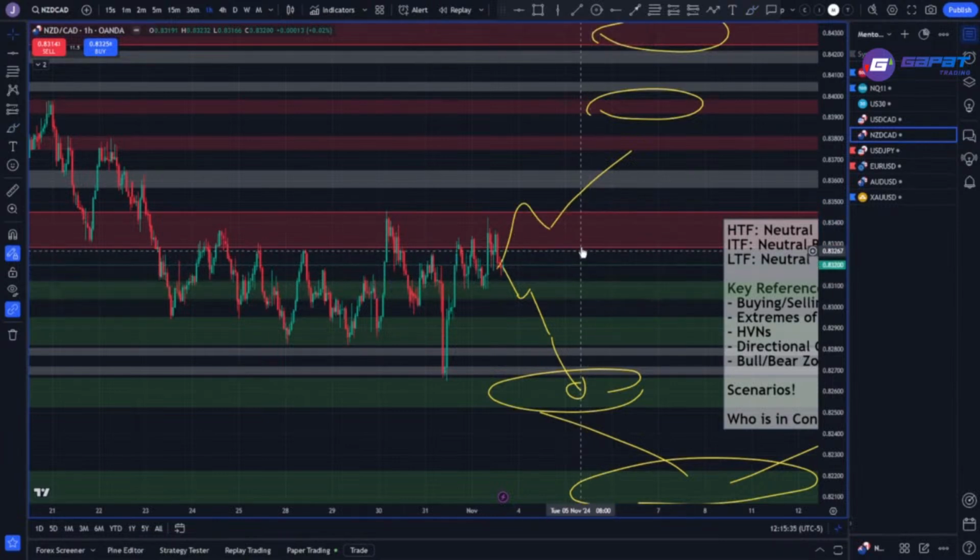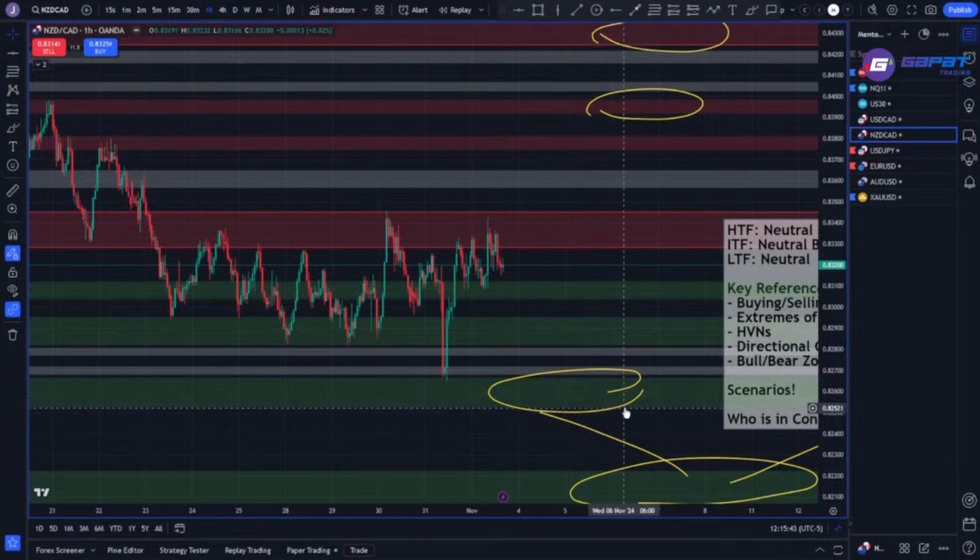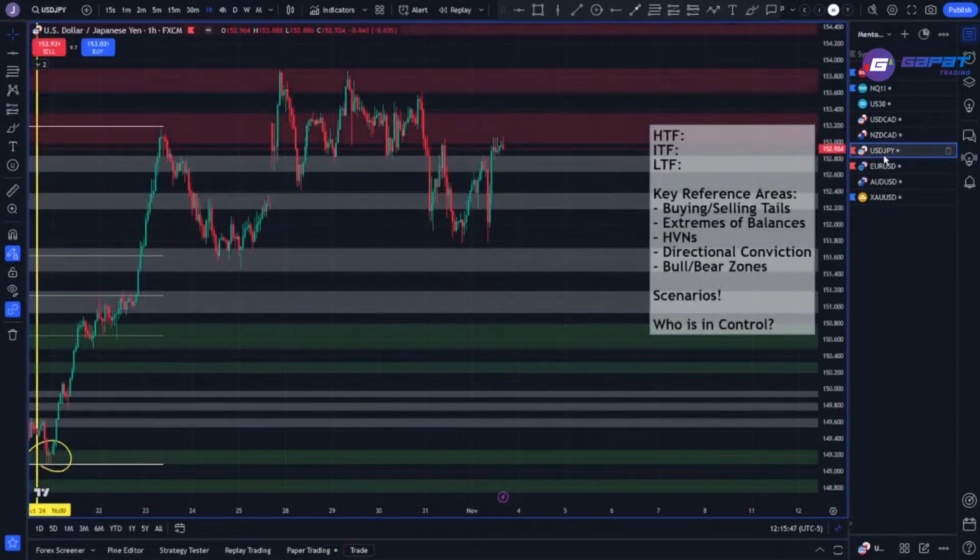Do you have any more questions on this chart? Nope. All right. Good. Let's go to dollar yen.